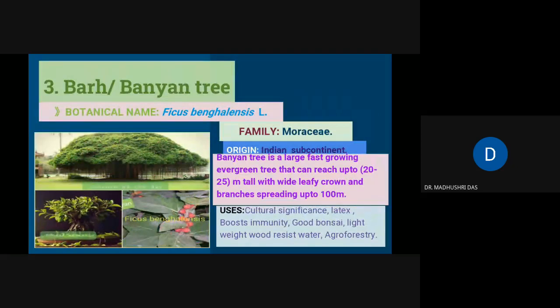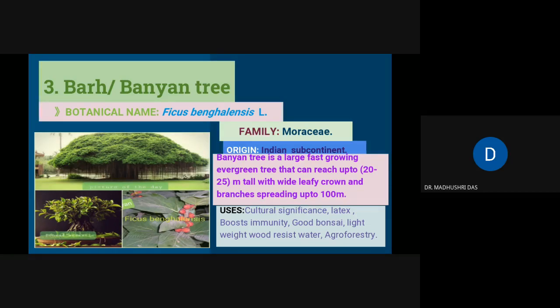Third tree is the Ficus benghalensis, which is commonly known as banyan tree. It belongs to the family Moraceae. It originated in the Indian subcontinent region. Banyan tree is a large, fast-growing evergreen tree which can reach up to a height of 20 to 25 meters tall. Its leaves, crown, and branches spread up to 100 meters, which give a canopy shape to the tree.